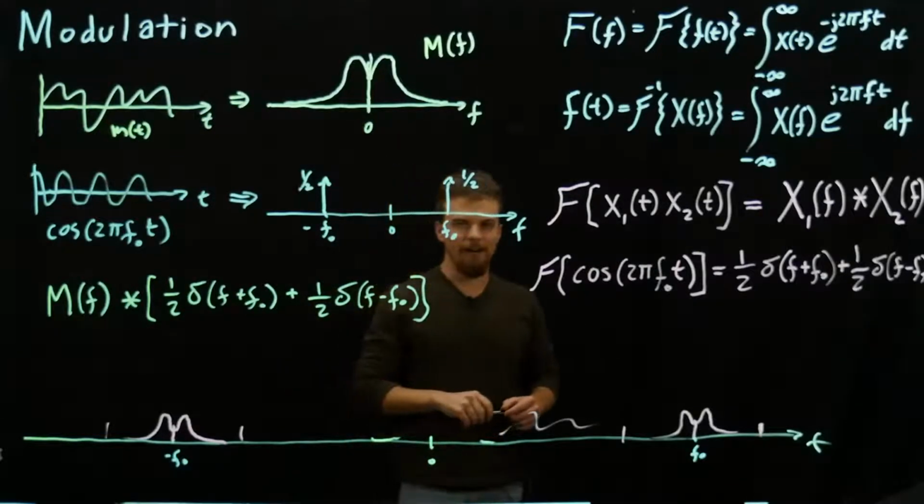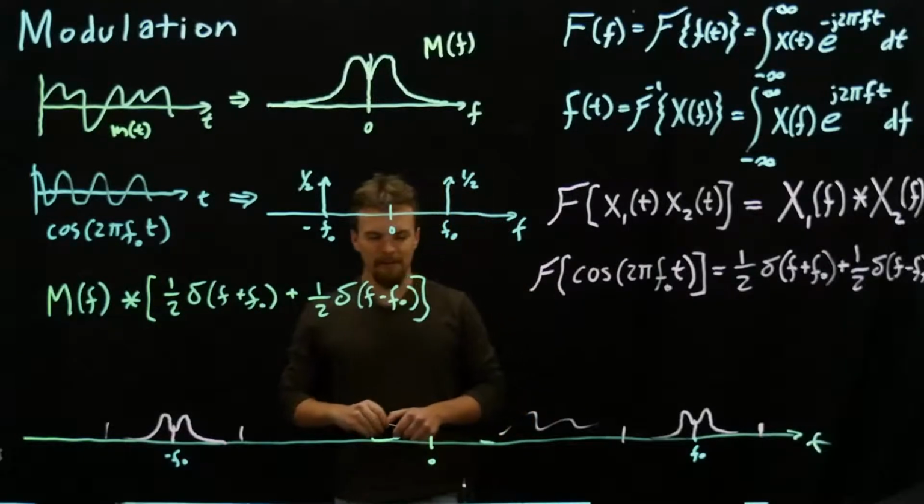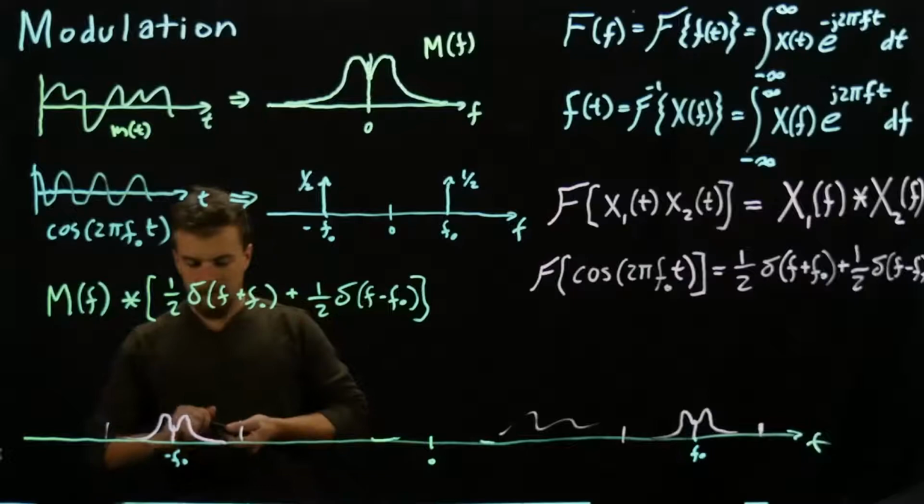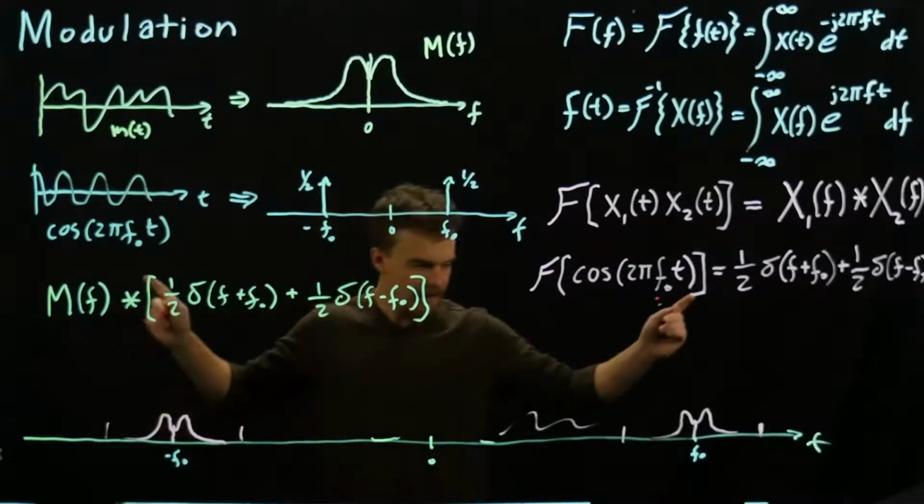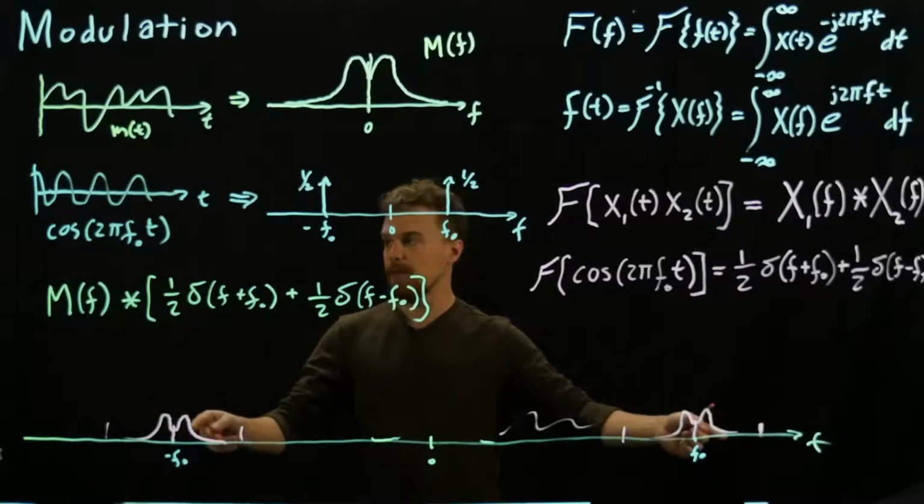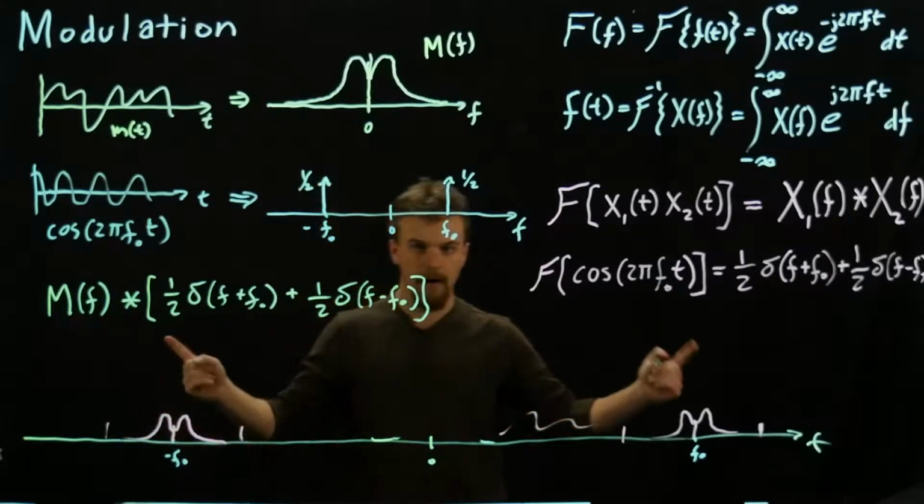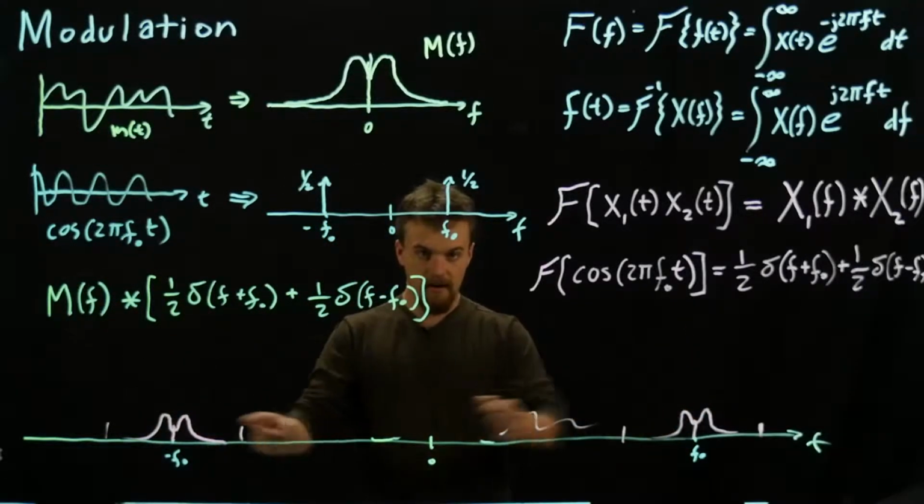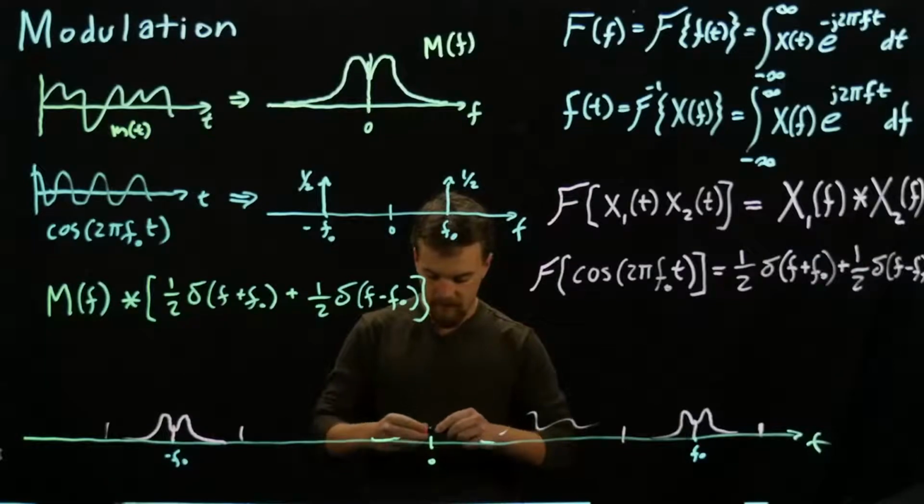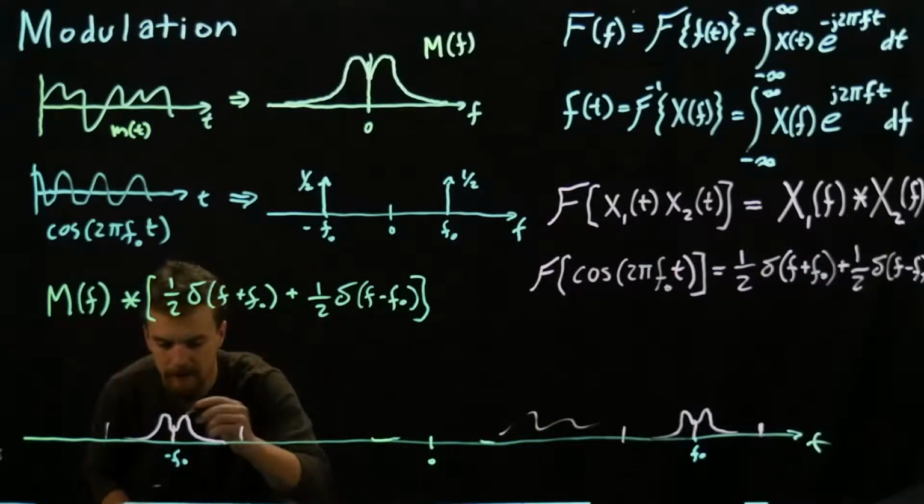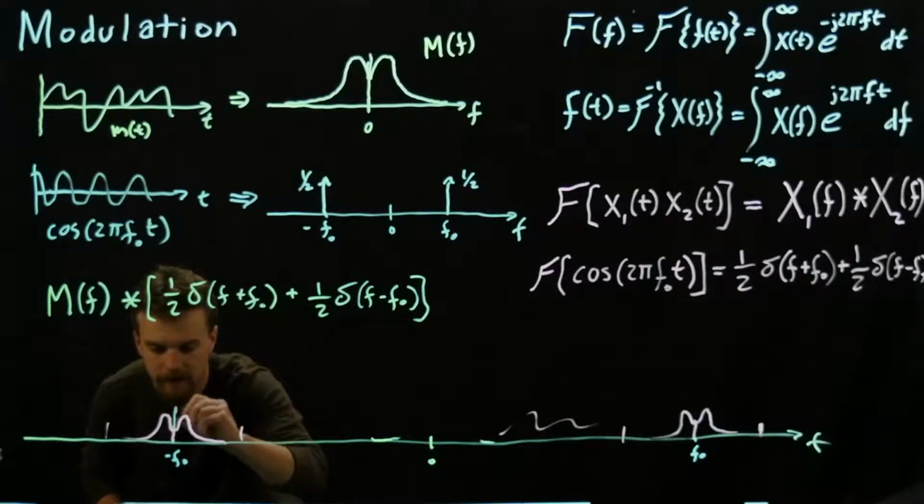So let's think about, again, it's maybe a little hard to visualize, but let's think about what happens when you multiply this message by this cosine again, or you convolve this right here by this same cosine, these same delta functions. What happens when you convolve this with this?